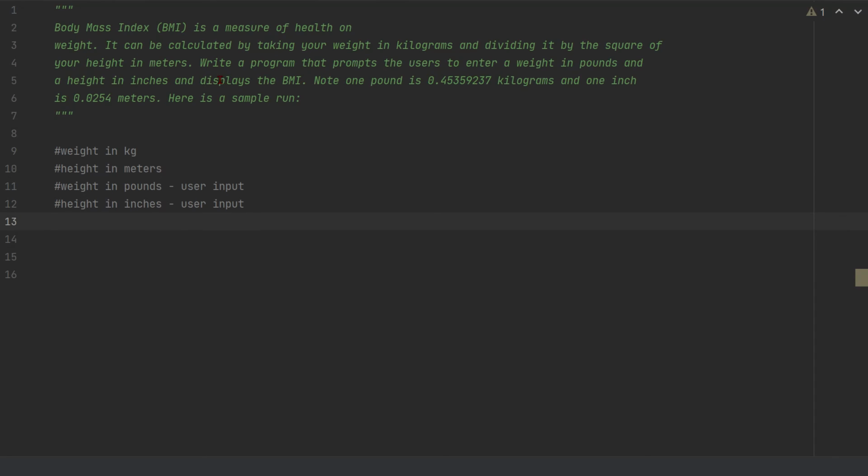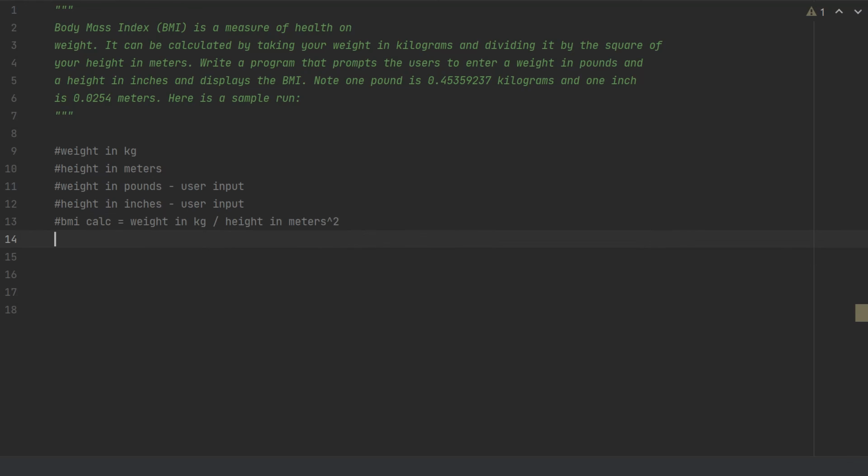So we know that we need to display the BMI and we need to calculate that BMI as well. So we'll do a BMI calculation, and we see that's equal to the weight in kilograms divided by the square of your height in meters. So weight in kg divided by the height in meters squared. We'll just write it that way for now, because we don't have a function for square.